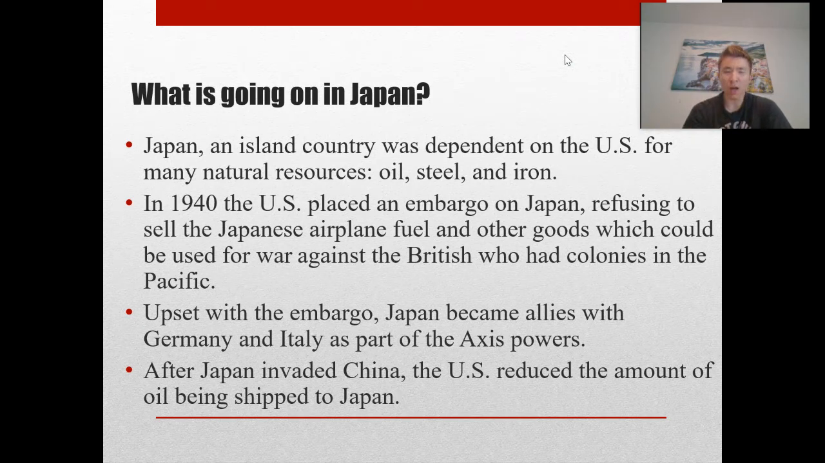So Japan was upset with this embargo, and they also become allies with Germany and Italy as part of the Axis powers. So at this time in World War II, there are two sides to this. You have the allies, which include France, Britain, the United States, and the Soviet Union, while you have the Axis powers, which include Japan, Germany, and Italy. So after Japan invaded China, the United States reduced the amount of oil being shipped to Japan.